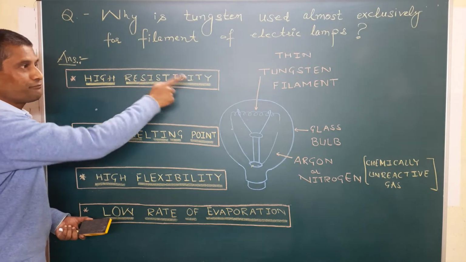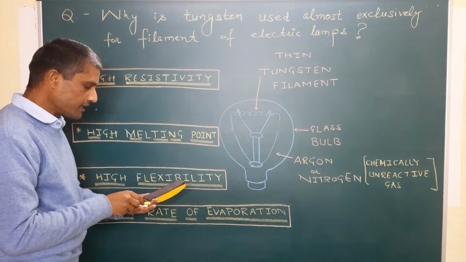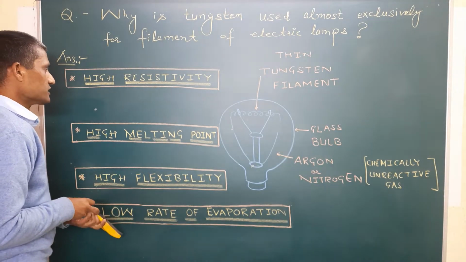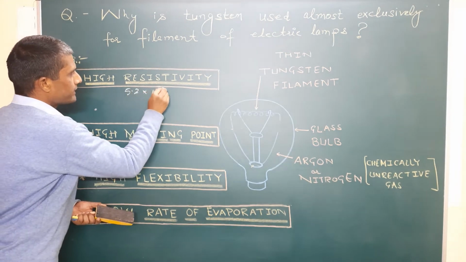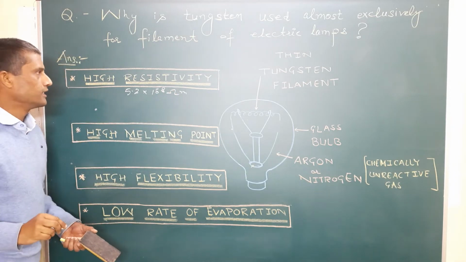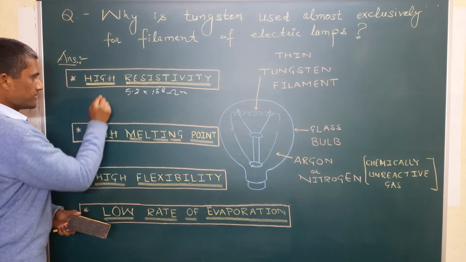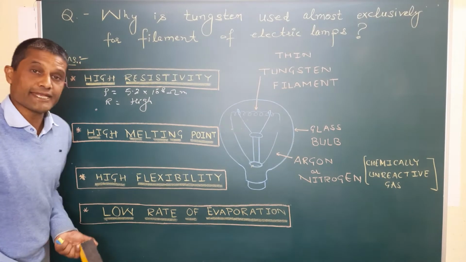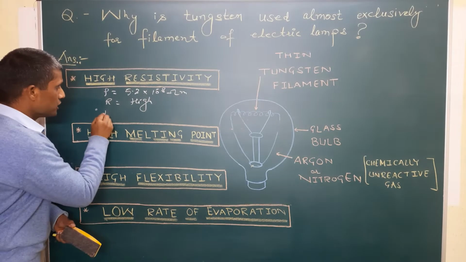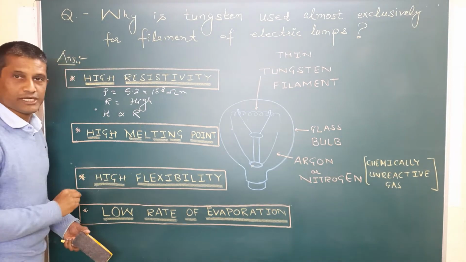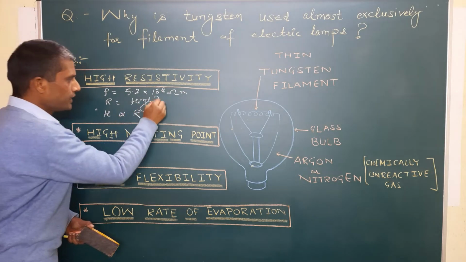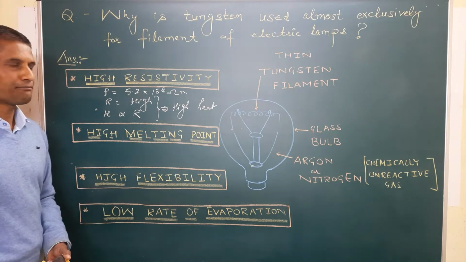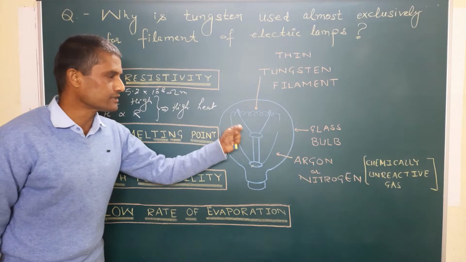So that's one qualification it has: tungsten has high resistivity, and it is 5.2 into 10 raised to the power minus 8 ohm-metre. The higher the resistivity, the higher the resistance. And since resistance is high, according to the heating effect of electric current, heat produced in a conductor is directly proportional to the resistance. The higher the resistance, the higher the heat production, so a higher amount of heat is produced in that tungsten filament. That's one thing, high resistivity, making it the best choice here.